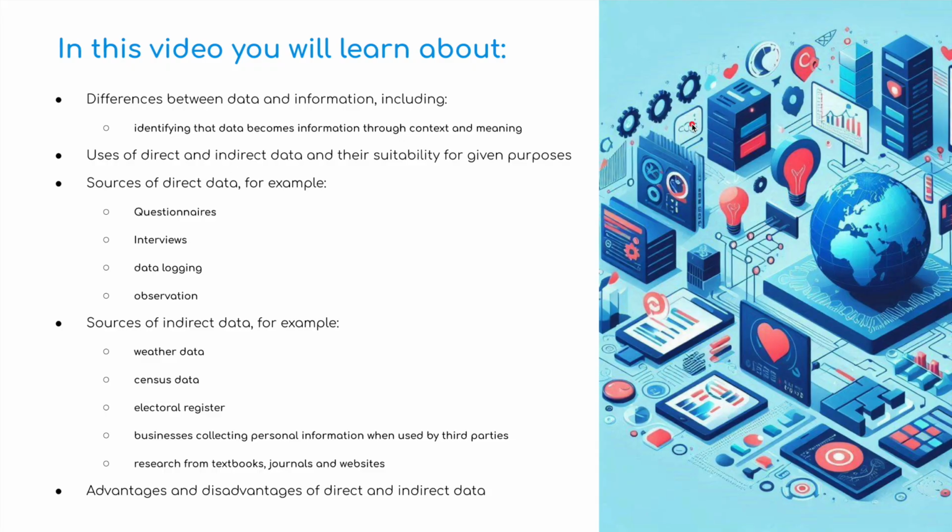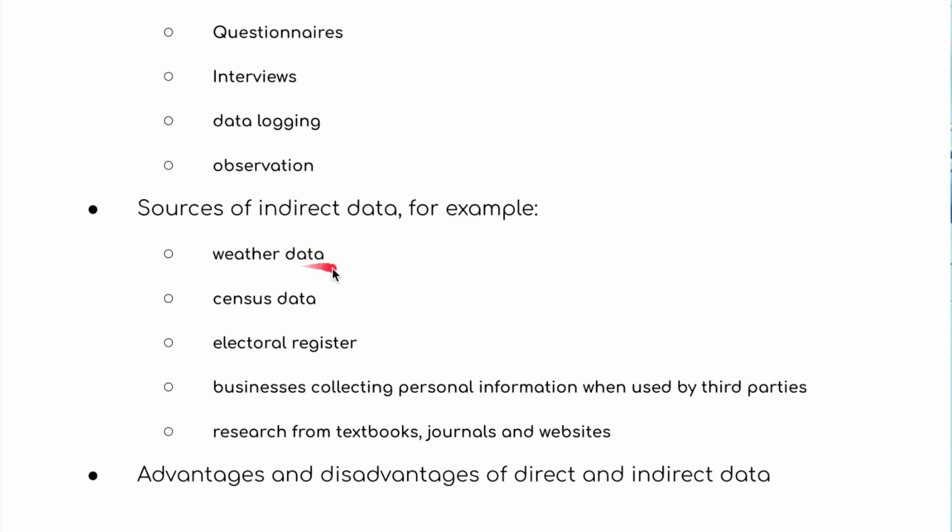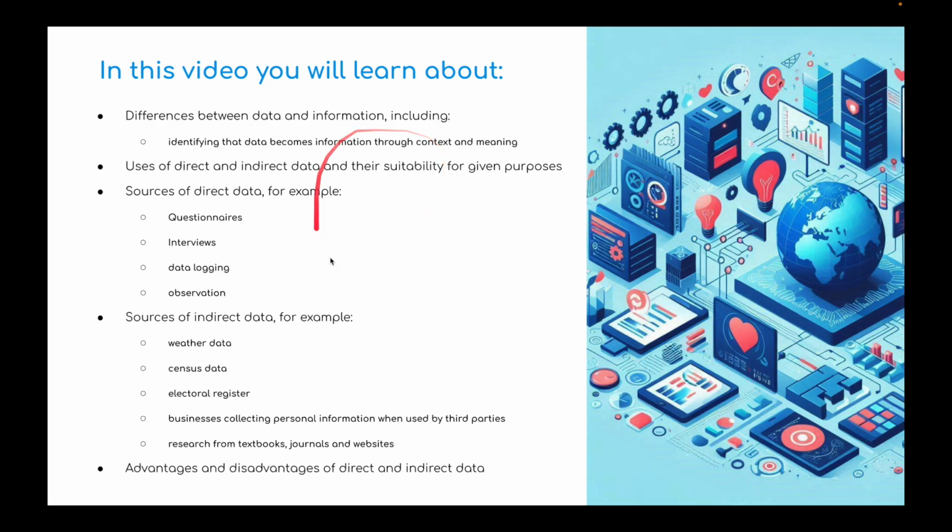So what we're going to learn: the differences between data and information, including identifying that data becomes information through context and meaning; uses of direct and indirect data and their suitability for given purposes; sources of direct data, for example, questionnaires, interviews, data logging, observations; sources of indirect data, for example, weather data, census data, electoral register data, businesses collecting personal information when used by third parties, research from textbooks, journals, and websites. And we're going to be looking at the advantages and disadvantages of direct and indirect data. It's a big area of study, this first part of this first topic.